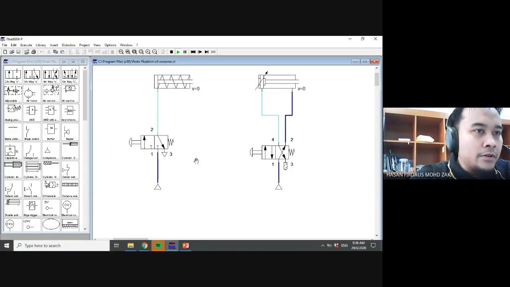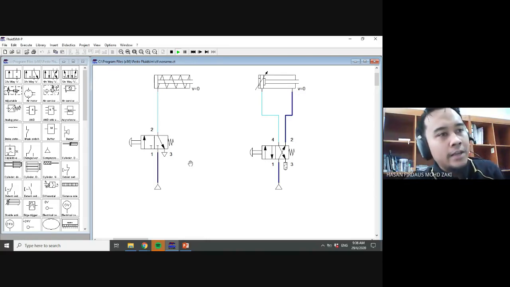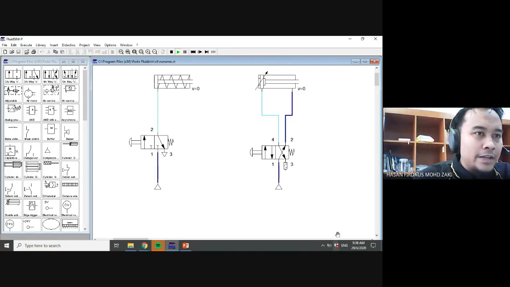The same. The only difference is the number of ports. You can see that on the left hand side you have 3 ports: 1, 2, 3. As for the right hand side, you have 4 ports: 1, 2, 3, 4. Why the difference?